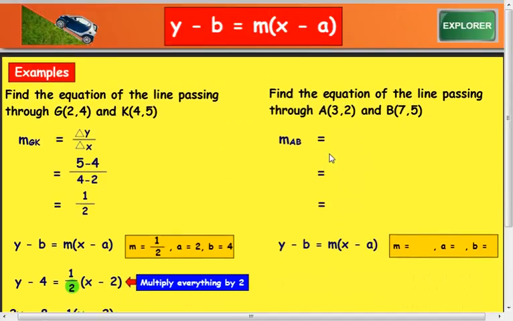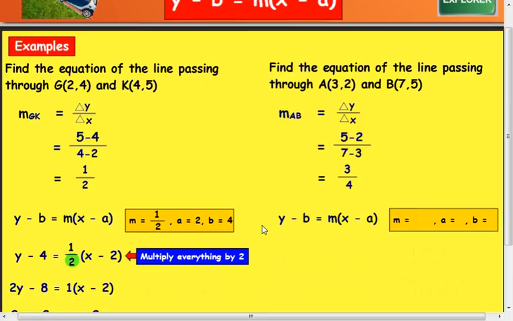Okay, let's look at another example. So again, the first thing you should be doing here is working out the gradient. So find the equation of the line passing through (3, 2) and (7, 5). So starting with this one, I would do 5 take away 2 in the top and 7 take away 3 in the bottom. So 5 take away 2 is 3 and 7 take away 3 is 4. So it's 3 over 4.